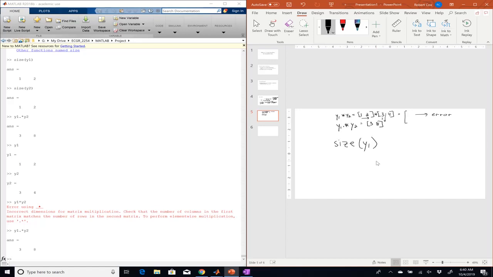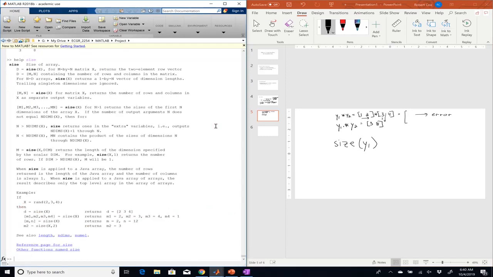All right? Size in this particular case doesn't mean how long they are, but it means both how long and in terms of how many columns and how many rows. Okay, so the size command, unlike length, if I do help size, D equals size X. For an M by N matrix X, it returns the 2-element row vector D equal [M N].